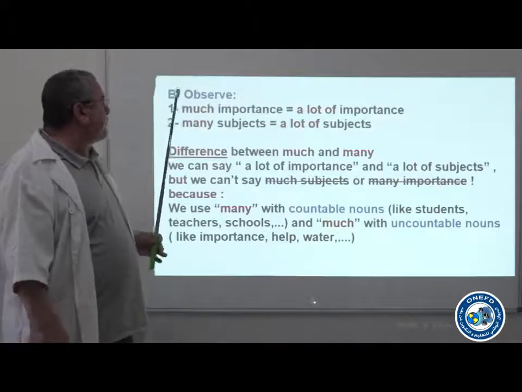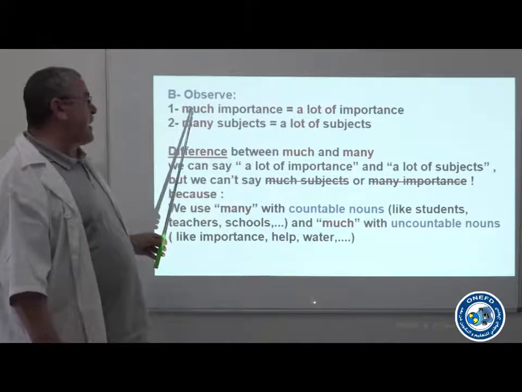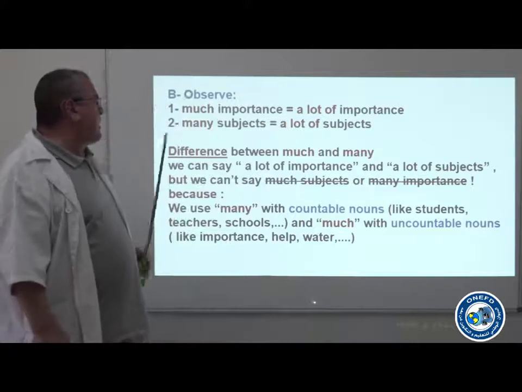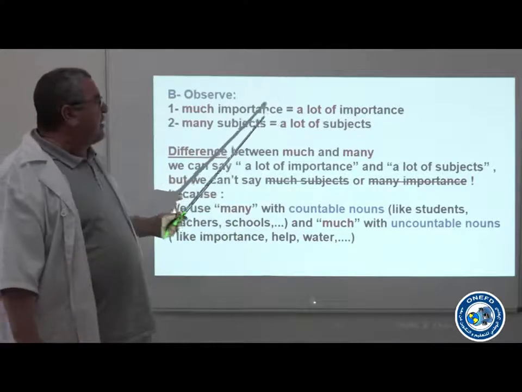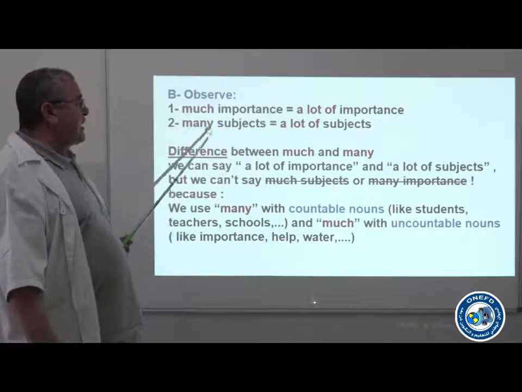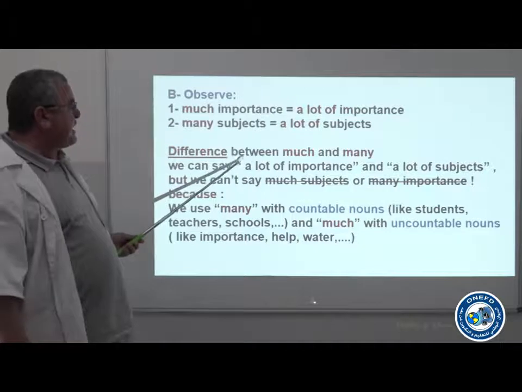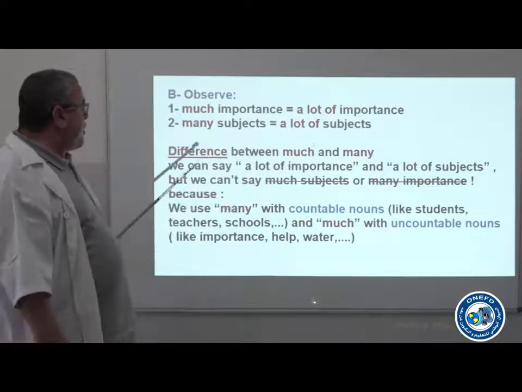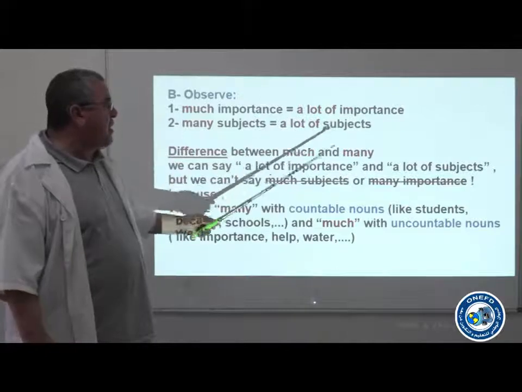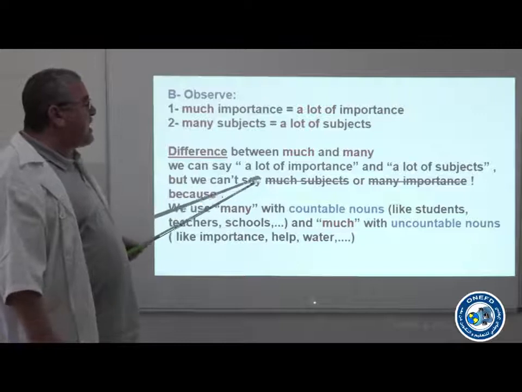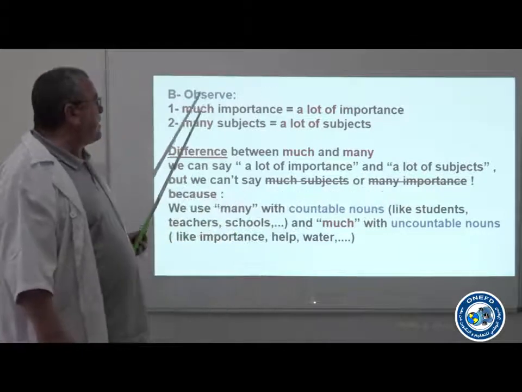Now observe. Much importance has the same meaning as a lot of importance. So we say much importance or a lot of importance are the same. Many subjects and a lot of subjects. This is the similarity between these two words, much and many. They both mean a lot of. But there is a difference between them. We can say a lot of importance and a lot of subjects. But we can't say much subjects or many importance.